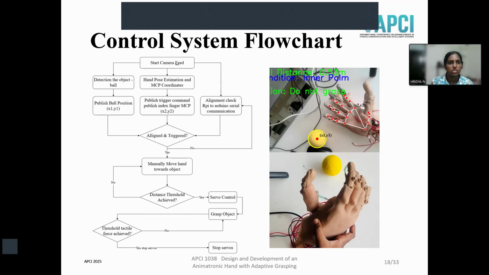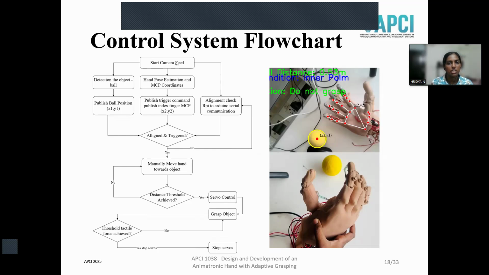So this is the control system flow chart. You can see here I am using SpongeBob as the object. Here the ROS node is initiated and the camera is initiated. It starts with the camera feed, and the camera takes the frames and applies algorithms for object or ball detection and shape detection. So it detects the ball or object, and does hand pose estimation and MCP coordinates.